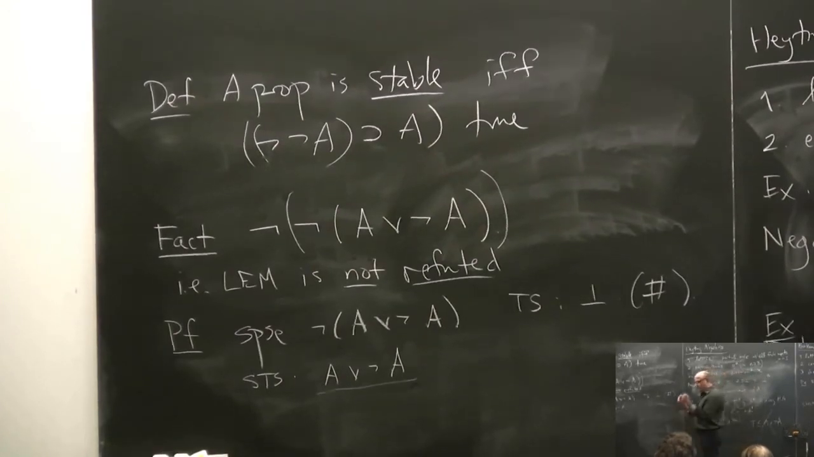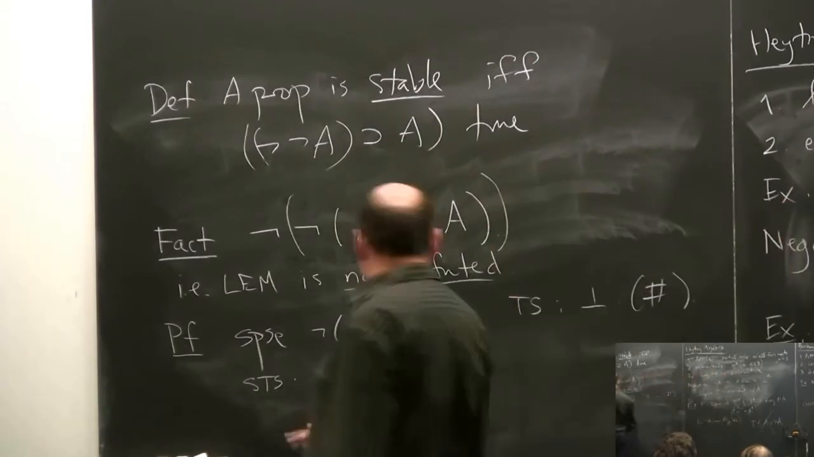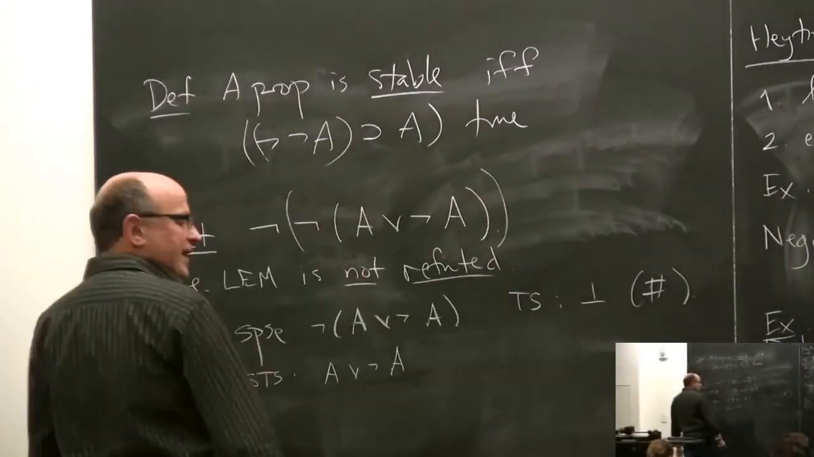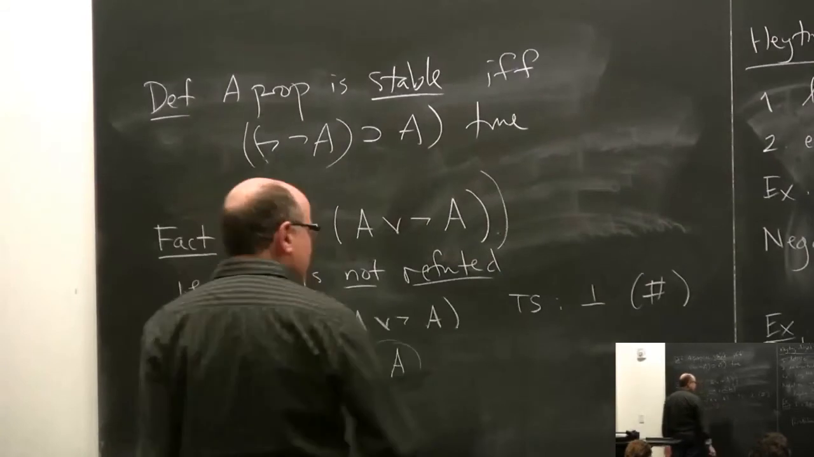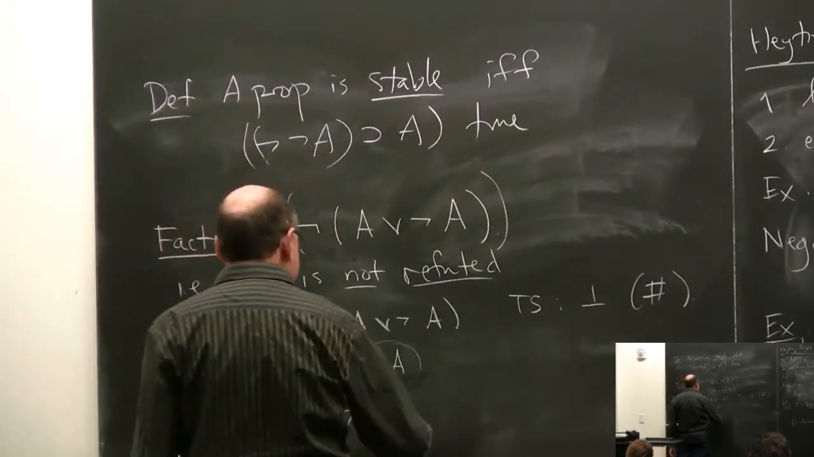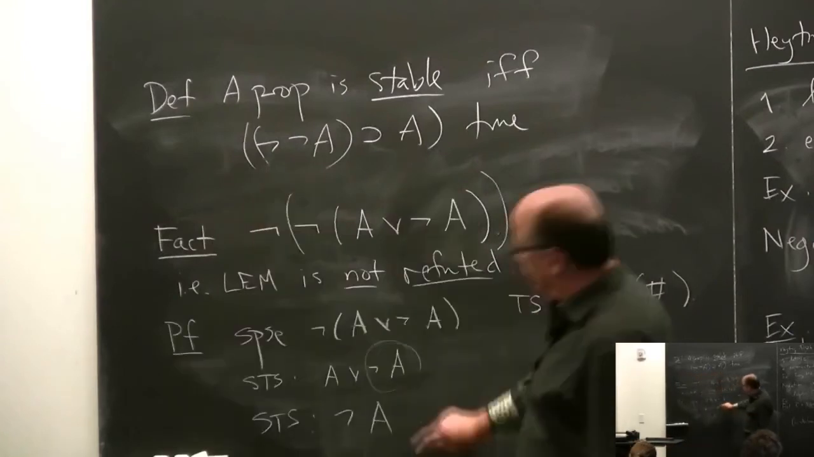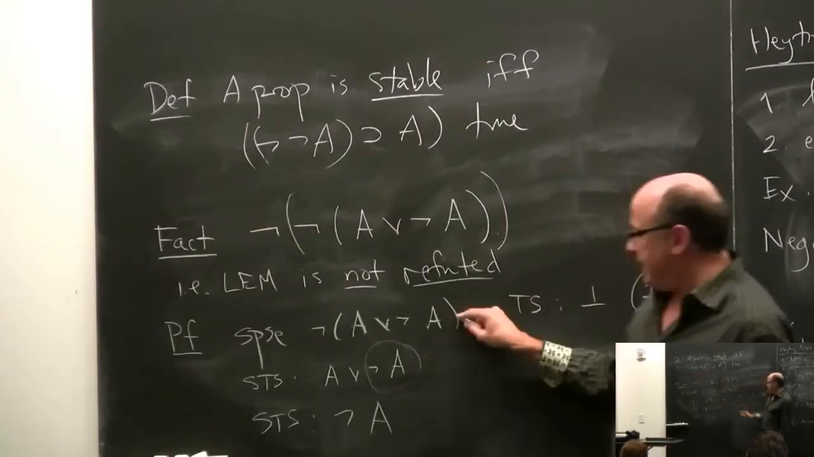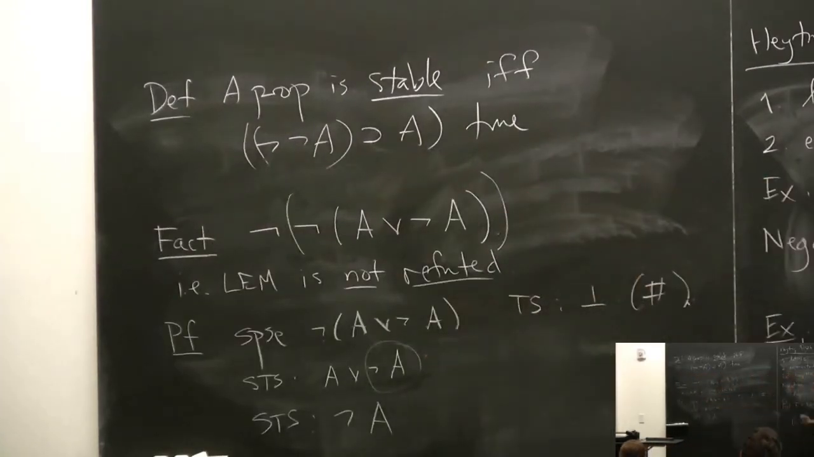So I just boldly carry on. I don't know what I'm doing, but let's just say the only shot I have is to refute A. So it suffices to show that A fails. Because if A fails, then A or not A, and if I have A or not A and I have that assumption, then I have a contradiction.